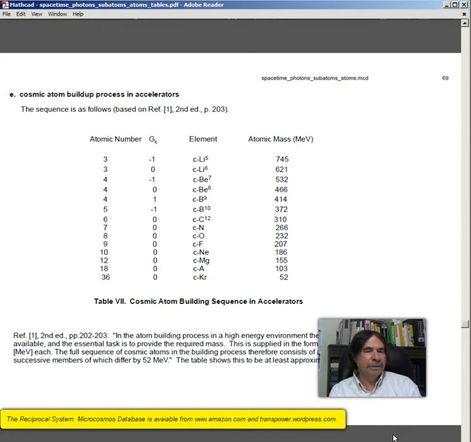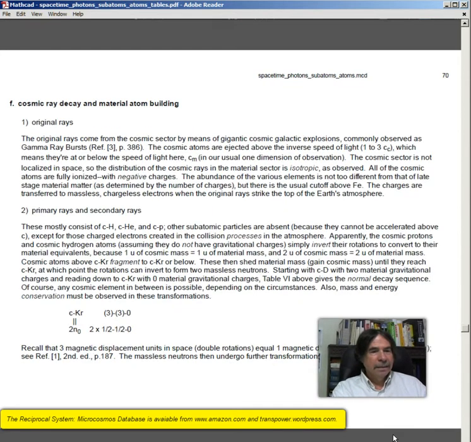The table shows this to be at least approximately true. We'll stop at this point. We'll continue. Paper will be continued in the next class.